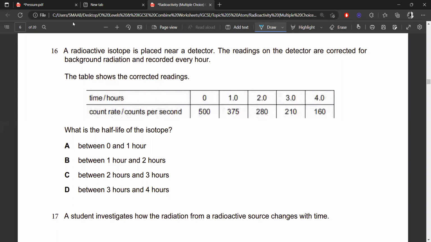Okay, 16. It's between 2 hours and 3 hours. C. Yes, because we are getting the value 250, and 250 is not in the table. It means it will be somewhere in between.